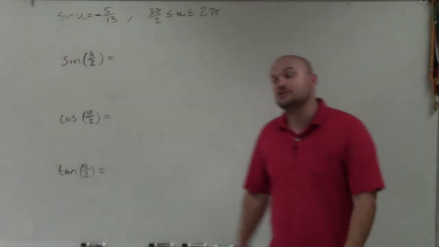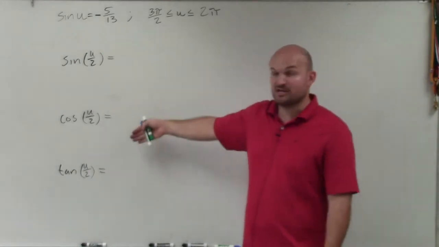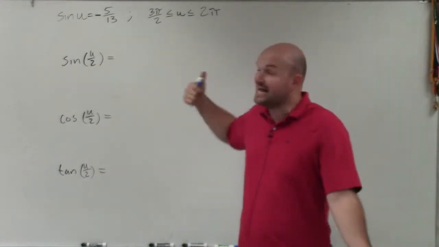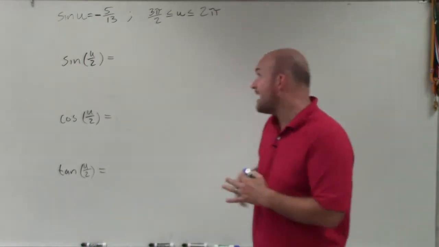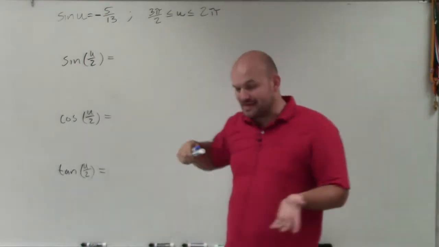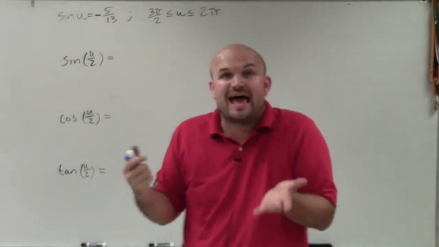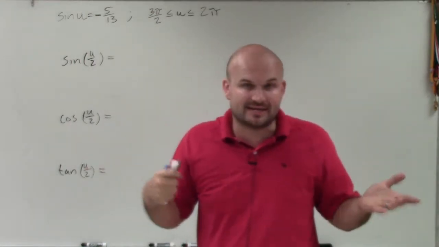Welcome, ladies and gentlemen. What I'd like to do is show you how to evaluate three different expressions of the half angle. We're going to evaluate sine of u over 2, cosine of u over 2, and tangent of u over 2. To do that, we're given an equation and a constraint, and the equation and the constraint are everything to help us evaluate these three expressions.